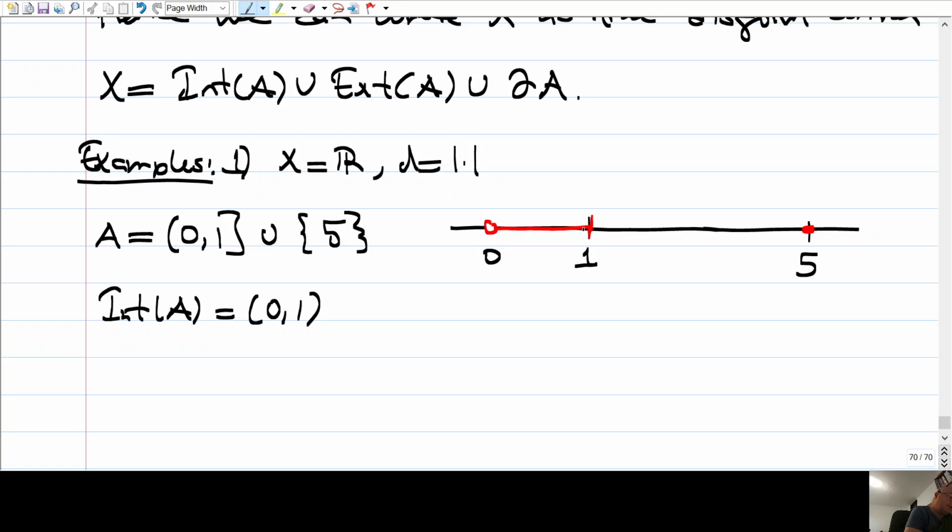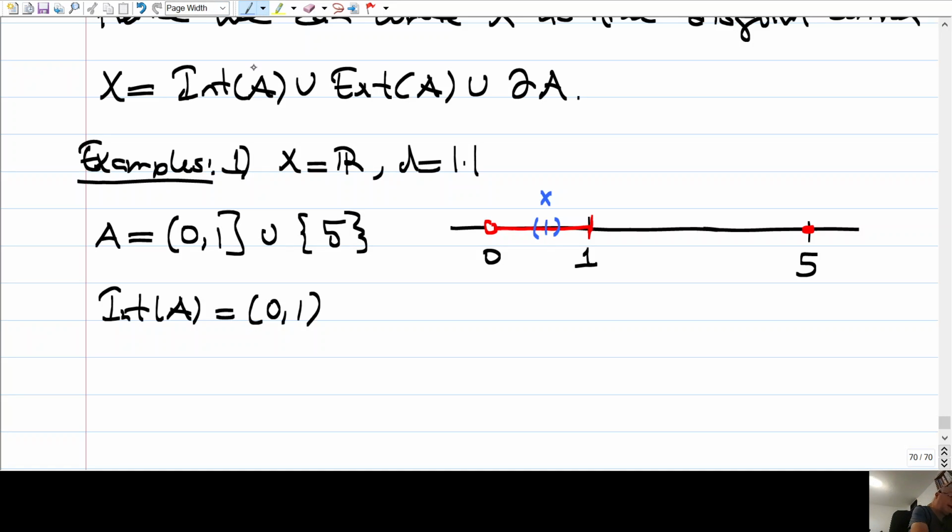If you choose any point here, then clearly I can draw a ball around X that lies inside A. I cannot do this for clearly the point 1, because if you do that, then half the interval will be outside A. And again, I cannot do it for this point because whenever you draw an interval about 5, some points will be outside A. Therefore, interior is just this.